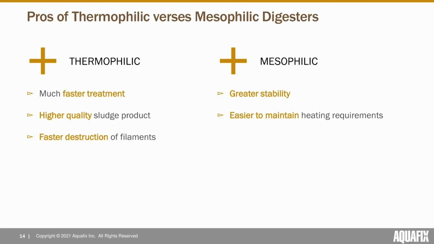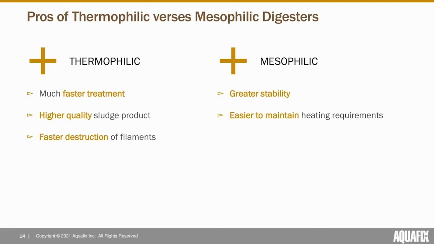So, quick comments on thermophilic versus mesophilic digesters. Thermophilic digesters are much faster than mesophilic, and they have higher quality sludge product. Typically, I'll only see these in large processes with a very steady waste stream, because while thermophilic digesters are faster in every way, one of these ways is catastrophic failure. They are much faster with that.